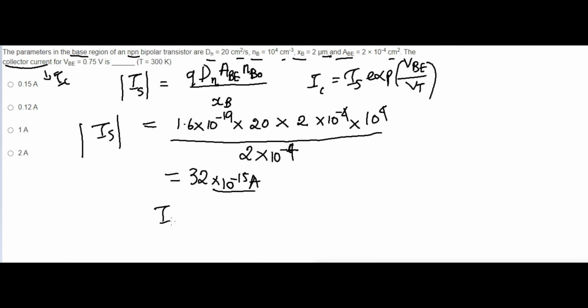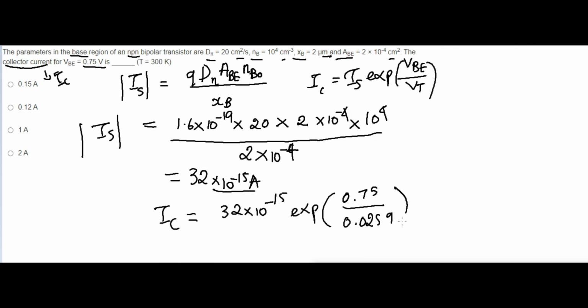Now we can apply it in IC. IC equals IS, which is 32 into 10 to the power minus 15, into exponential of VBE, which is given as 0.75, divided by VT. VT is 0.0259, you know, it is always this value. If you make the calculation, you will get the answer in a very simple way.